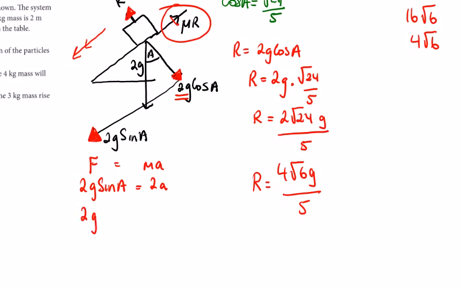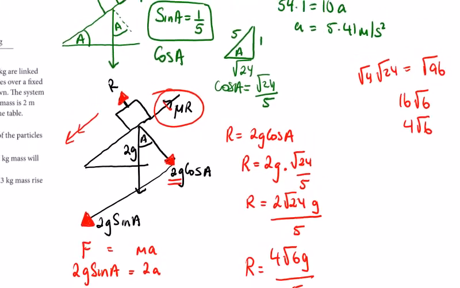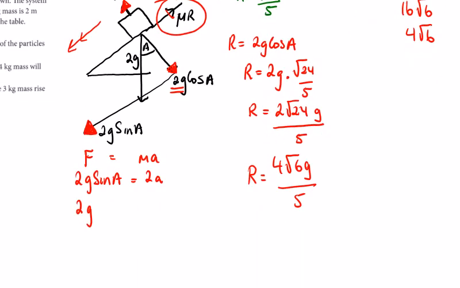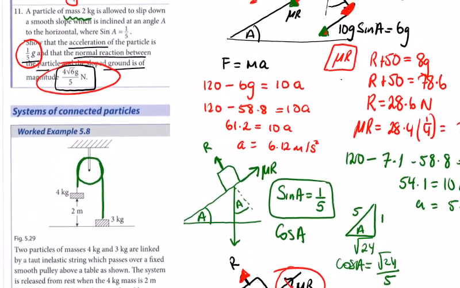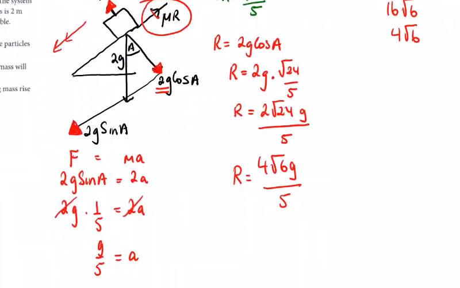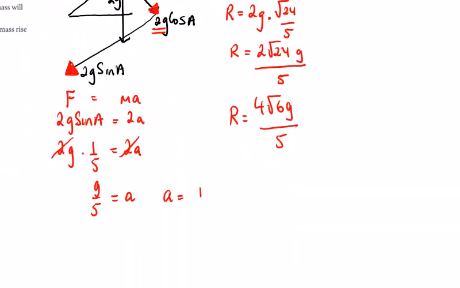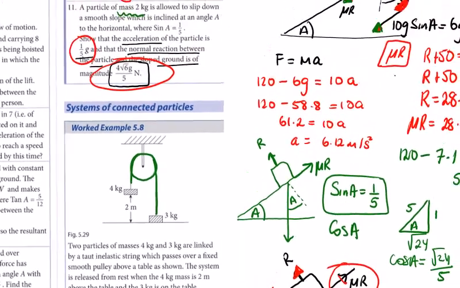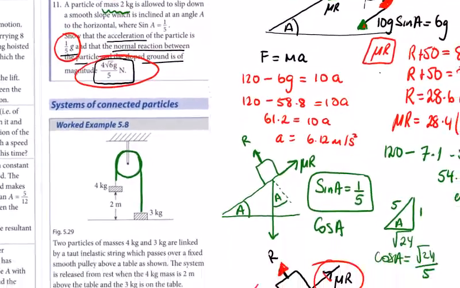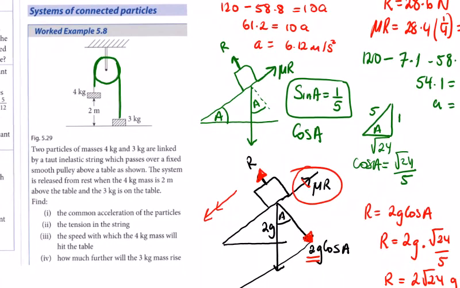So sine alpha, what was sine alpha? 1 over 5. 2g by 1 over 5 is equal to 2a. Dividing across by 2, I get g over 5 is equal to acceleration. What did we have? 1/5 g. Yeah, it's the same thing. A is equal to 1/5 g meters per second squared. So that is question 11. And we'll go on now to look at systems of connected particles, which you can see coming up next.